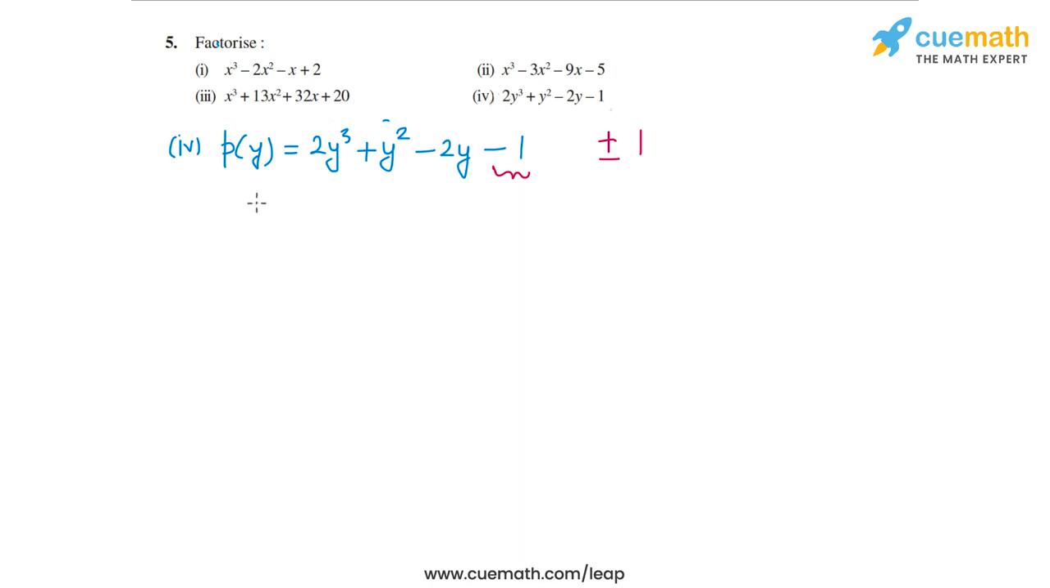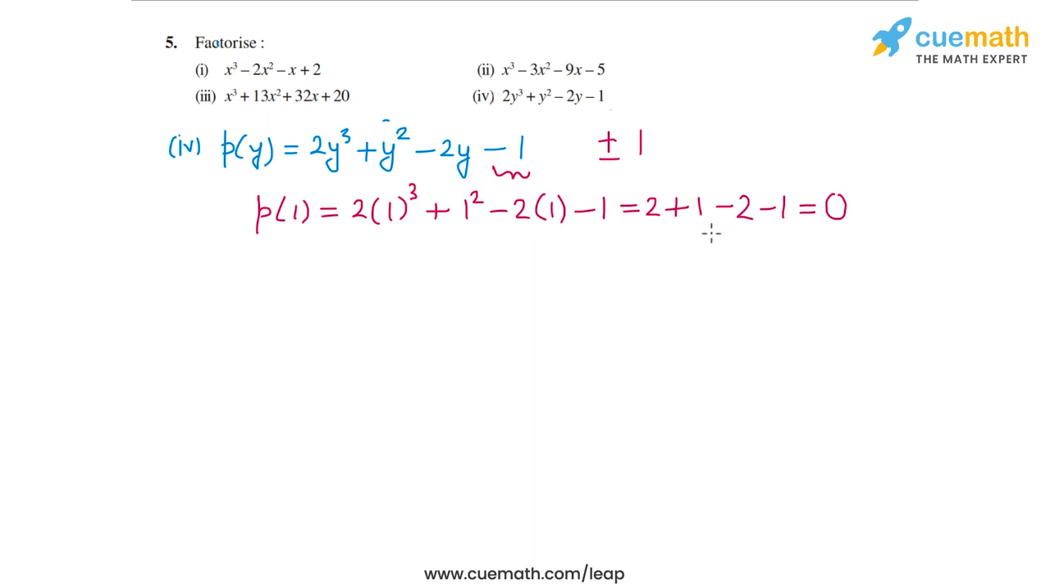So let's try p of 1 first. So p of 1 will be equal to 2 times 1 cube plus 1 square minus 2 times 1 minus 1. So this is equal to 2 plus 1 minus 2 minus 1. This is equal to 0. So p of 1 is equal to 0, which means by the factor theorem that y minus 1 will be a factor of p(y).